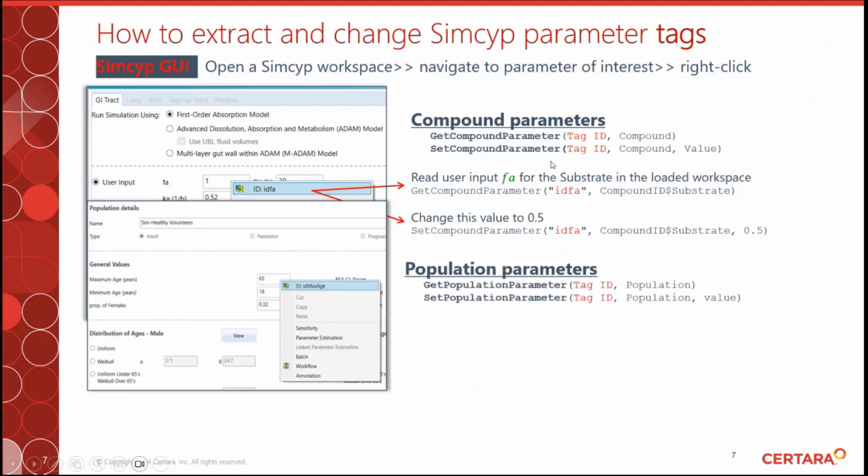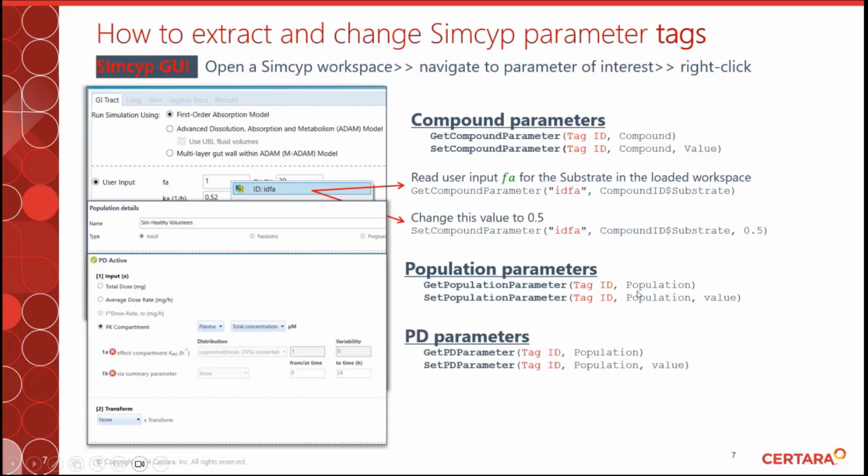For population parameters, the same step is also necessary, but the only difference is that the function name is different. Here, for any parameters that you see in the population screen, so for example, in the demographic screen, you would need to use the function get population parameter. For this function, you also need to specify the tag ID as well as the population ID. To set these values, the difference is you just change get to set, and then this will change the parameter value for you.